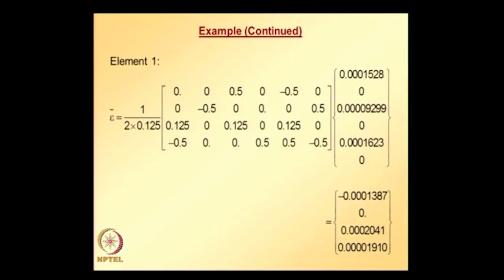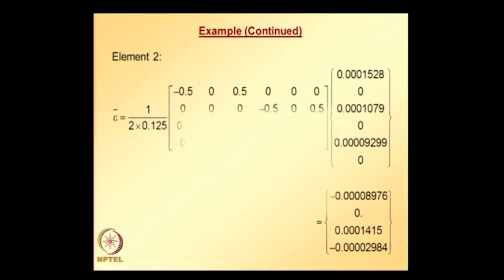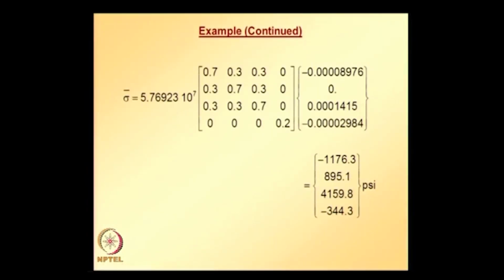So for element 1 strain is given by this. Because the centroids of element 1 and element 2 are different, we need to calculate this separately for element 1 and element 2. Once we know the strain for element 1 we can calculate all the stress components for element 1. A similar exercise we can repeat for element 2, and also calculate the stresses for element 2.